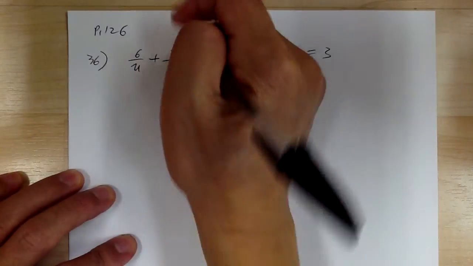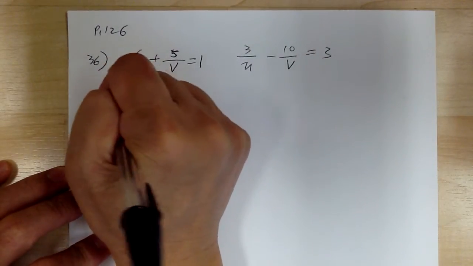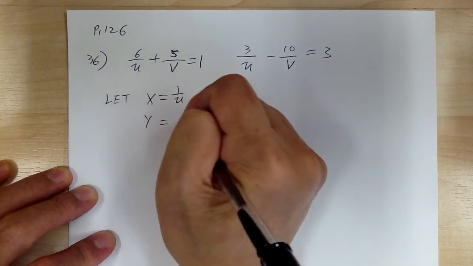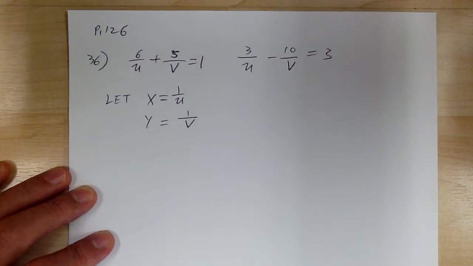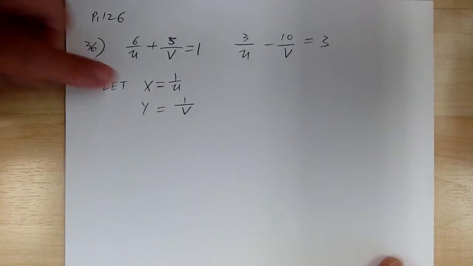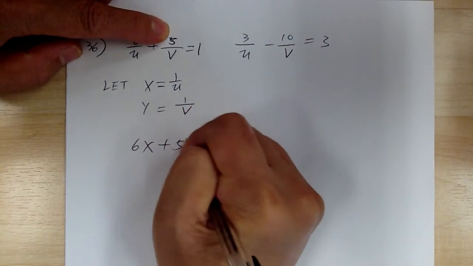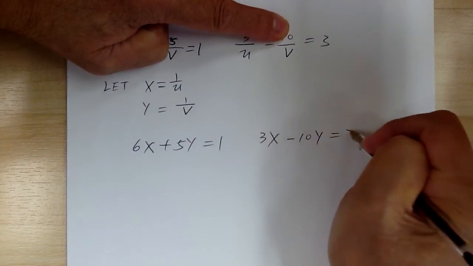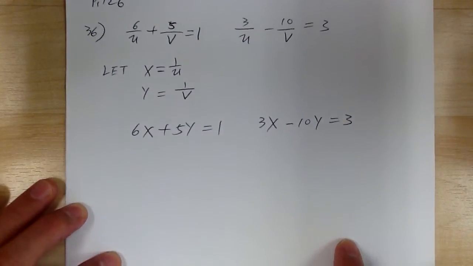For reciprocal equations, if you try to solve it directly like that, it's going to be very messy. So what you want to do is let x equal 1 over u and y equal 1 over v. Or you can use any variable, a and b, it doesn't matter. But we're used to using x and y, so let's use x and y. So 1 over u is x, so this becomes 6x plus 5y equal to 1. This one becomes 3x minus 10y equal to 3. Now you can solve like regular equations.